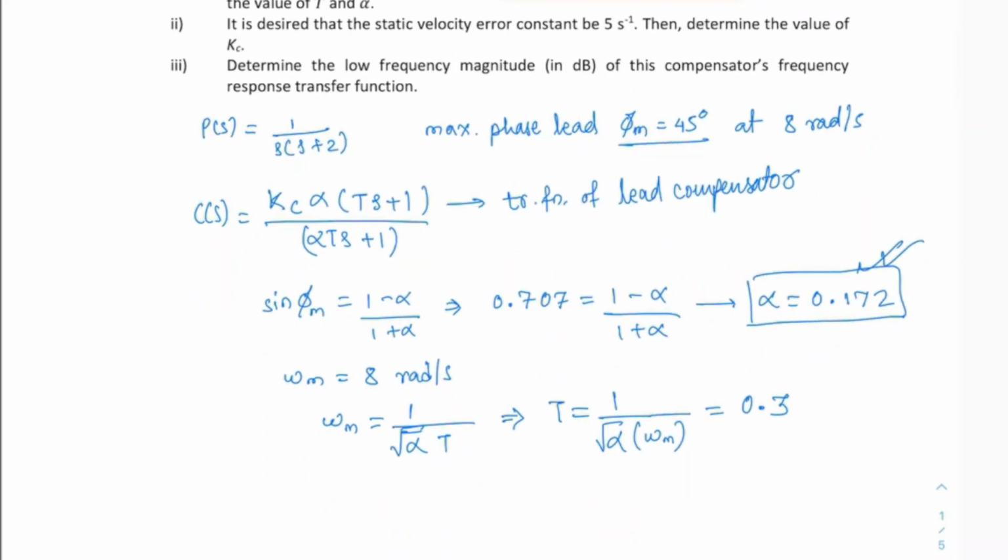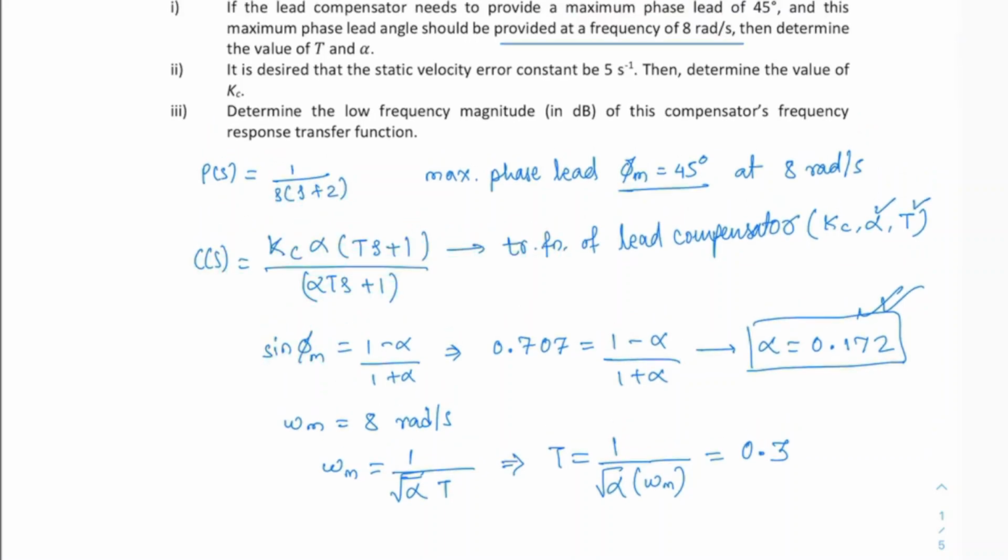Now we have three important parameters here, that is Kc, alpha and T. We have found alpha and we have found T. If we get the value for Kc, then we have the complete transfer function. In the second part, it is desired that the static velocity error constant be 5 second inverse. Using this information we can find the value for Kc.